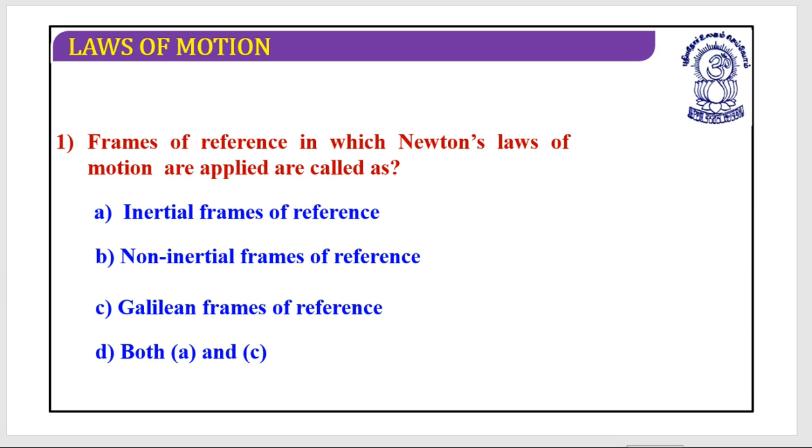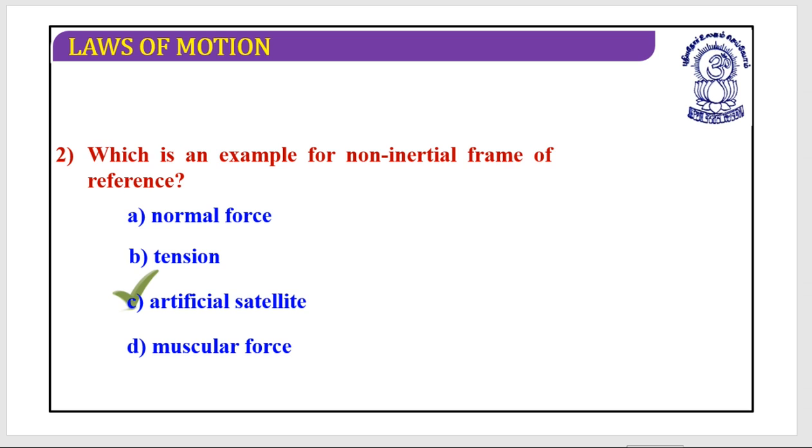Great. Let's have a look at these questions. Frames of reference in which Newton's laws of motion are applicable are called inertial frames of reference. Even the second name of the inertial frame of reference is the Galilean frame of reference. So these two are correct. So this would be the answer, because both A and C are correct. Is it clear? Great. Next, which is an example of a non-inertial frame of reference?